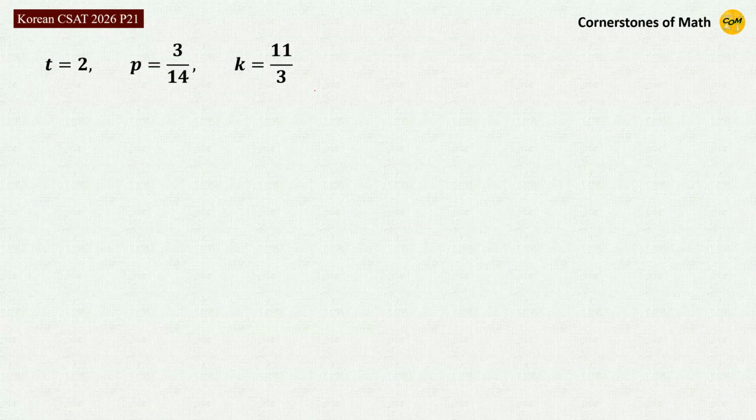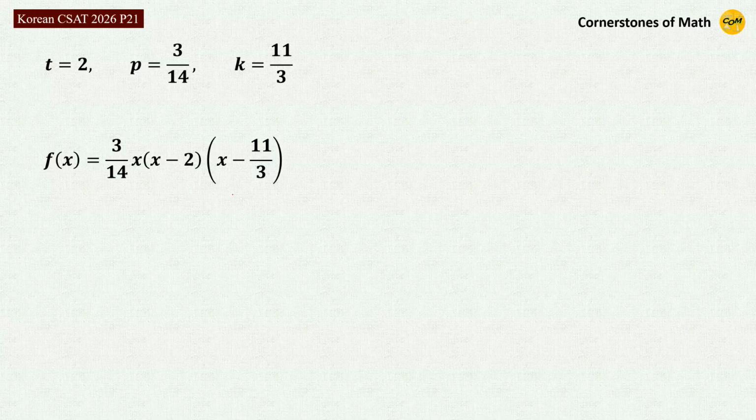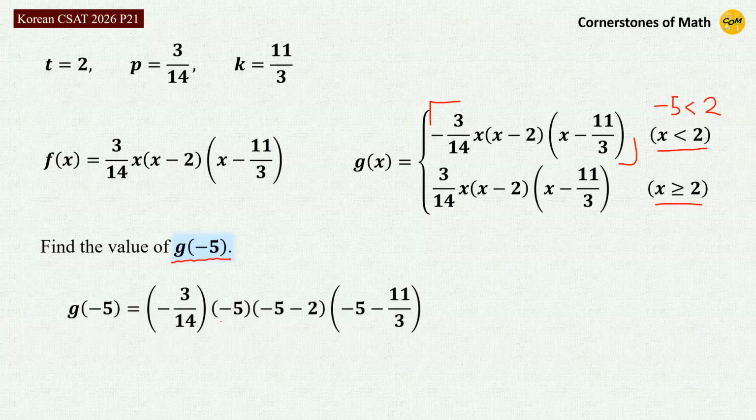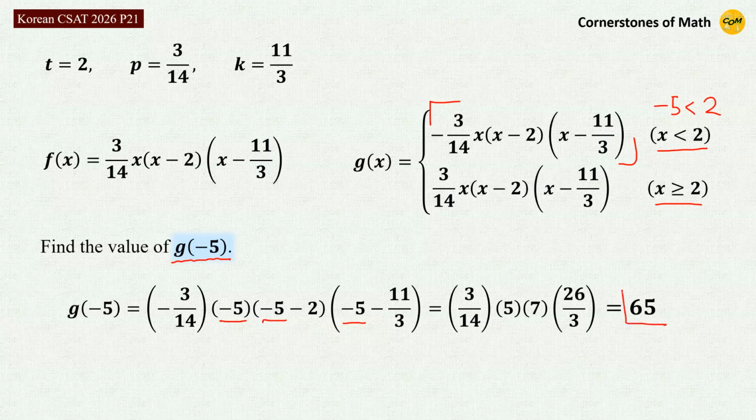With these obtained values, the remaining step is easy. Our cubic function f of x is 3 over 14 times x minus 2 times x minus 11 over 3. Hence g of x is given like this, defined differently in x less than 2 and x greater than or equal to 2. The end goal is to find the value of g of negative 5. Since negative 5 is less than 2, we must use the first expression when doing so. So substituting negative 5 in the first expression, which gives the answer 65.